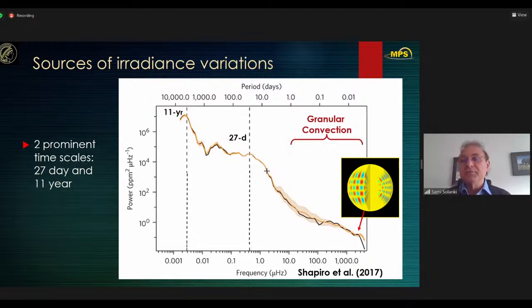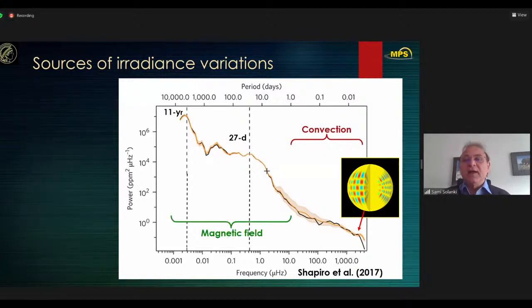After that, granular convection. Other convection may be also, but it's mainly the granules, which play a role till about 1 day, although individual lifetimes of granules are much shorter than that, but still they have an effect till about 1 day. And beyond that, it is dominantly the magnetic field at the solar surface, which is producing this.